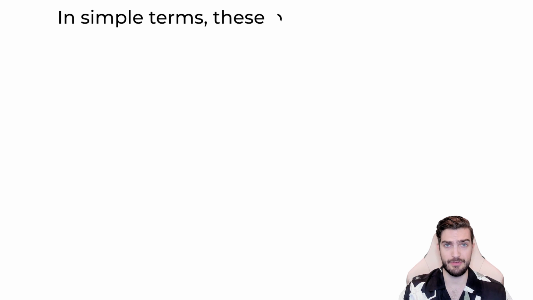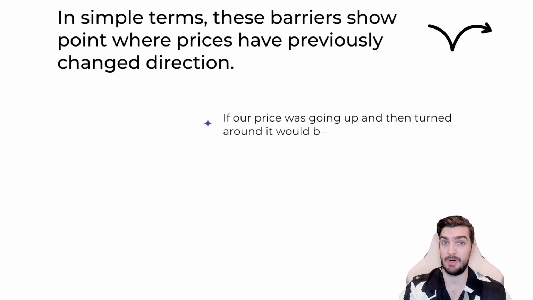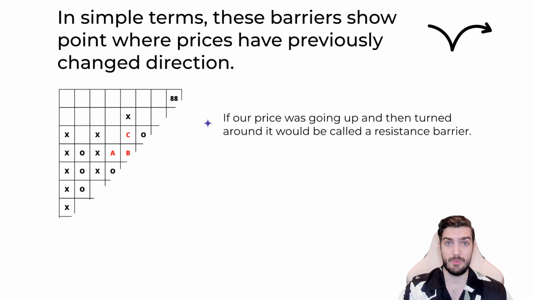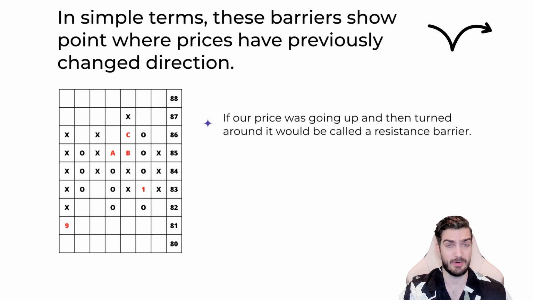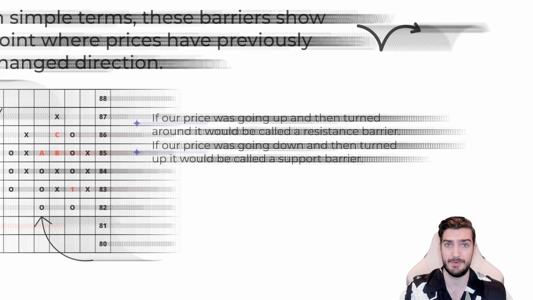In simple terms, support and resistance barriers are points where a price trend has previously stopped and changed directions. If we have a price that is going up, or in an upward trend, we would say that we have a resistance barrier where the price got up to and then turned around into a downward direction. On the other side, we would have a support barrier if we had a downward trend that went down to a certain price, stopped before starting to go back up.